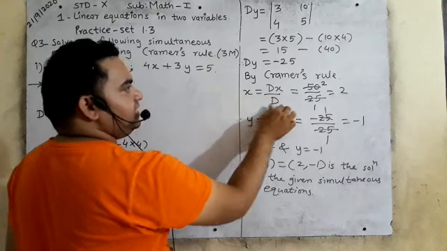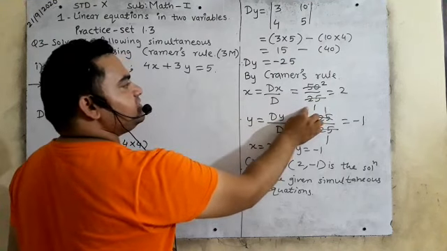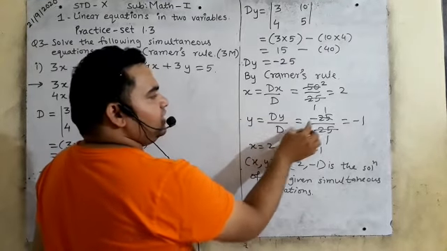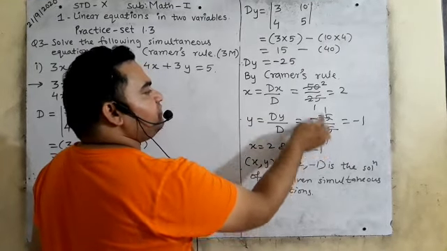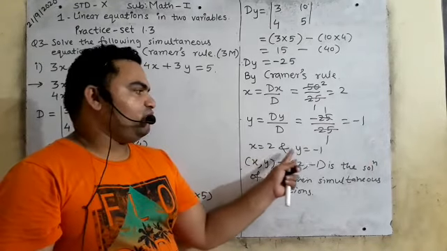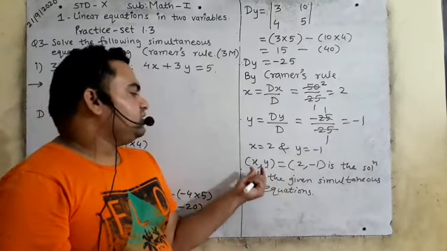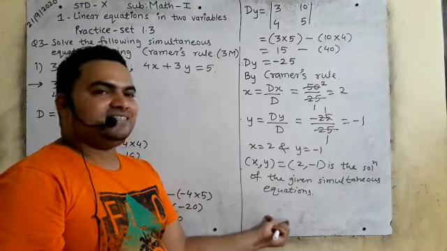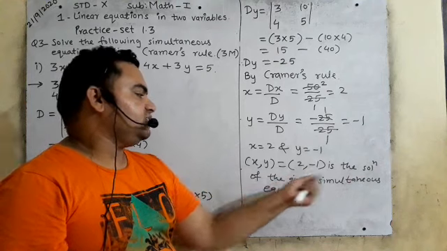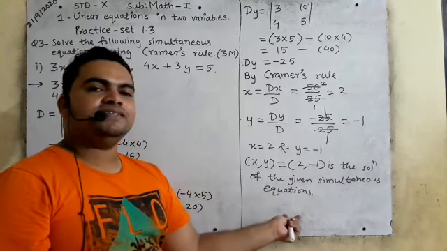Dx upon d, 50 upon 25. 25 ones are 25, 25 twos are 50. Now y, dy upon d, minus 25 upon 25. 25 ones are 25, answer will come minus 1. x is equal to 2 and y is equal to minus 1. So this is how you have to write the given answer at last. x comma y is equal to 2 comma minus 1 is the solution of the given simultaneous equation.